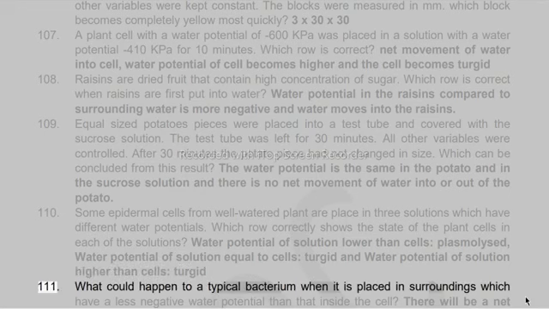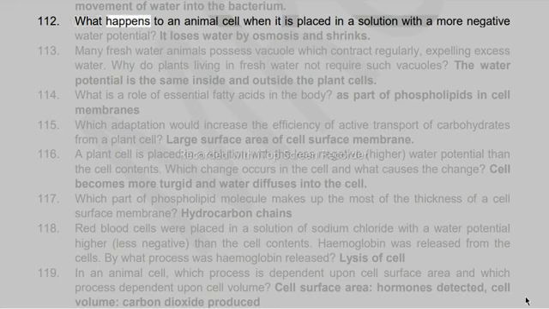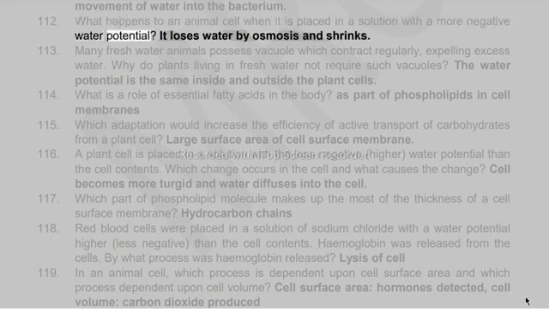111. What could happen to a typical bacterium when it is placed in surroundings which have a less negative water potential than that inside the cell? There will be a net movement of water into the bacterium. 112. What happens to an animal cell when it is placed in a solution with a more negative water potential? It loses water by osmosis and shrinks.